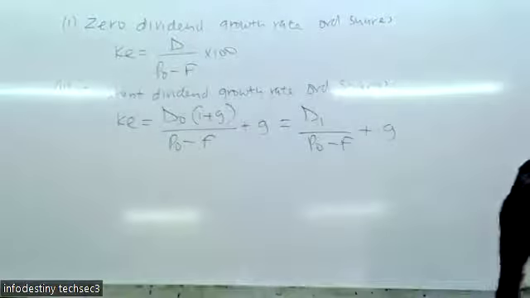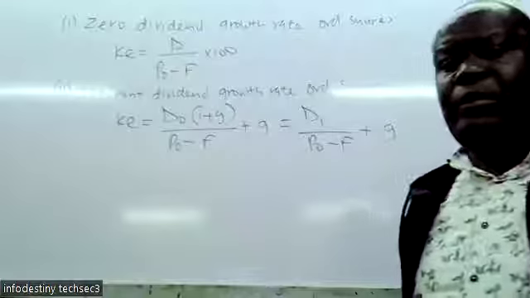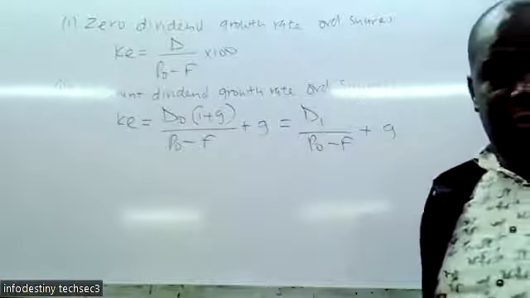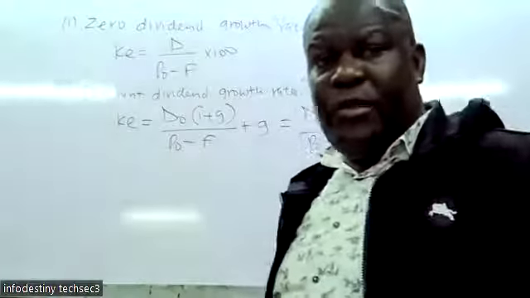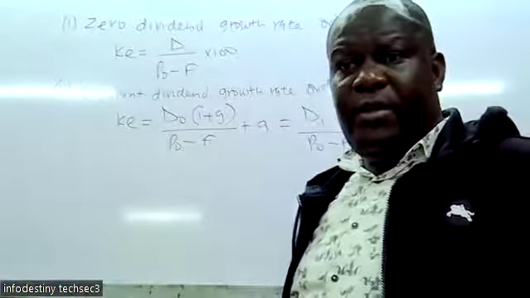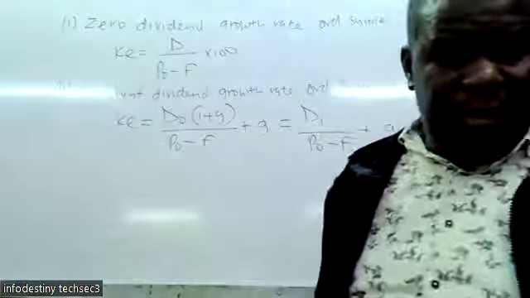So that was now for the cost of ordinary shares. So now we go to B. B should be now the retained earnings.